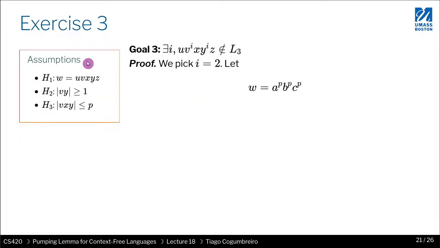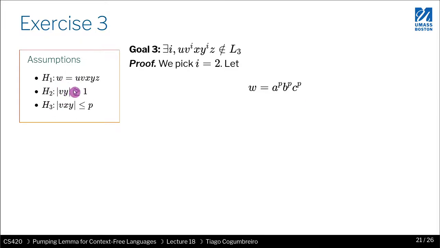The interesting case is, of course, goal 3, which is to show that there exists a pumped string that does not belong to L3. That's what we need to prove. What do we do? We pick i to be 2. And now we have these three assumptions.